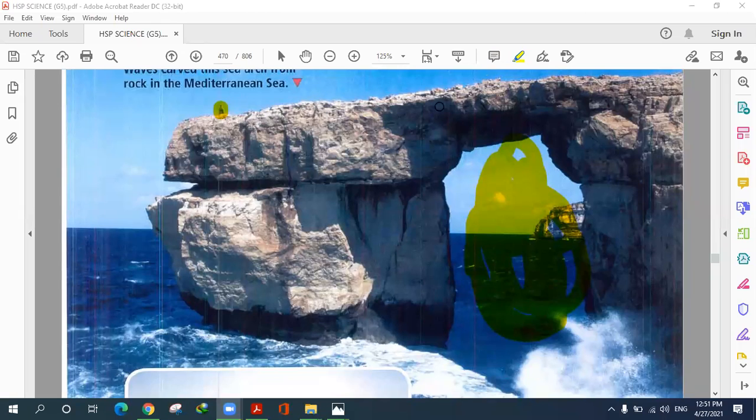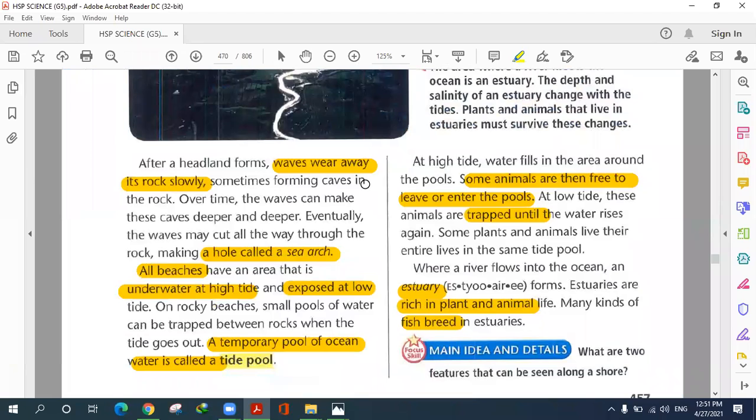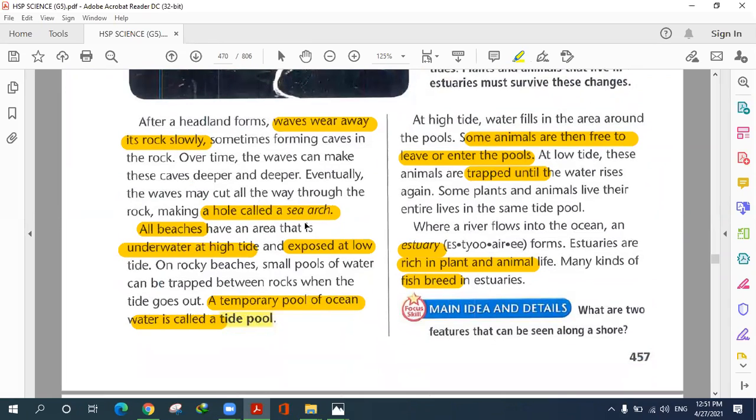Okay, everyone? Can you guys hear me? Yes. So again, after headlands form, waves wear away its rocks slowly, causing the formation of a sea arch. Okay, that's interesting. Water is so powerful. That's what we learned today. Water is very powerful, and with time and patience, it can actually break down rocks.